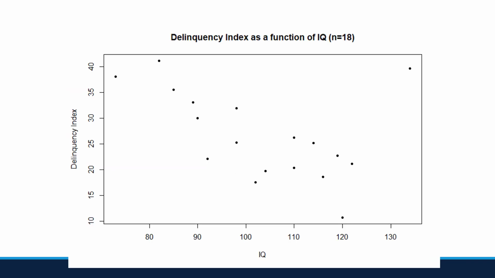Here we have the scatter plot of delinquency index as a function of IQ. Here the Pearson's correlation coefficient R is equal to -0.47. This value supports what we visually see in the scatter plot. In other words, there is a moderate negative association.